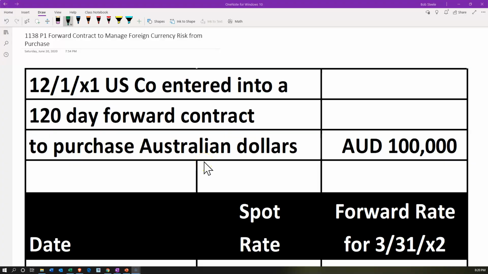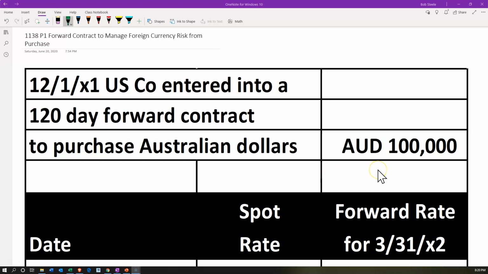Here we are in OneNote. We're going to go over all the information for the problem first, and then we'll pull out pieces of that information that we can refer back to as we work through the problem. So we have on 12/1/X1 a US company, that's us, we're going to be the US company, entered into a 120-day forward contract to purchase Australian dollars, 100,000 Australian dollars.